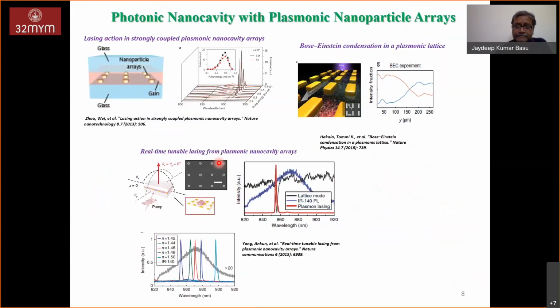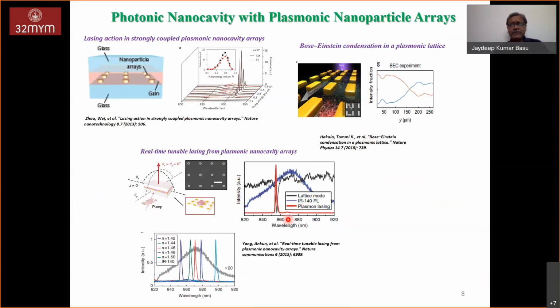Okay, so a lot of study has happened with the first type. I'll start with the first type. Some examples: people have shown lasing in this type of arrays. For example, more recently, there has been a demonstration of a Bose-Einstein condensation phenomenon in this type of lattice, and so on and so forth.